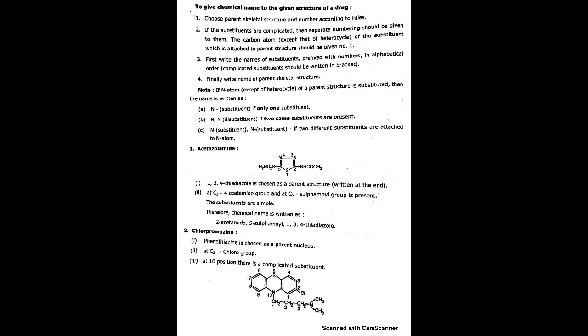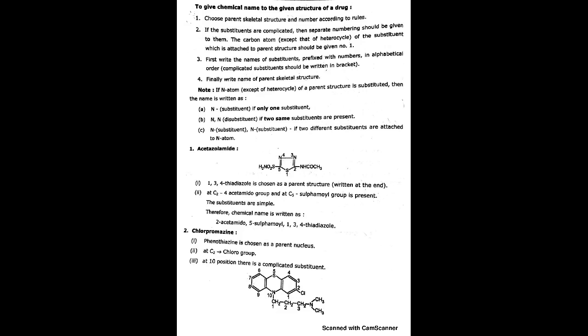Now, to give a chemical name to the given structure of a drug, first of all, you have to choose the parent skeletal structure and number according to rules. Second, if the substituents are too complicated, then separate numbering should be given to them. The carbon atom of the substituent which is attached to the parent structure should be given 1. Third, first write the names of the substituents prefixed with numbers in alphabetical order. Fourth, finally write the name of the parent skeletal structure.